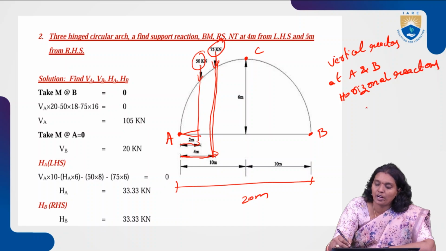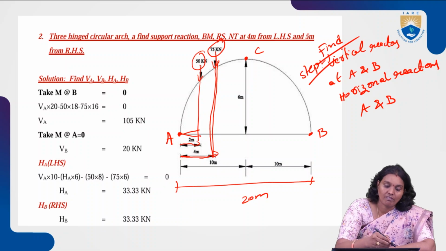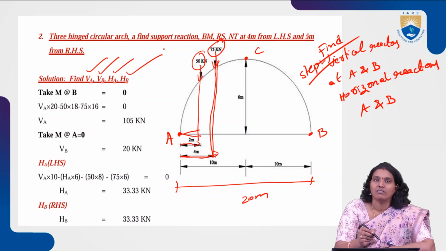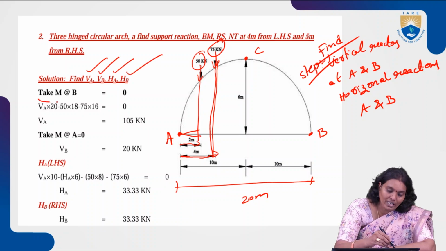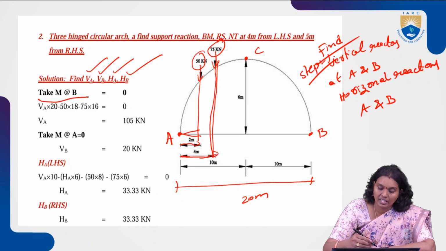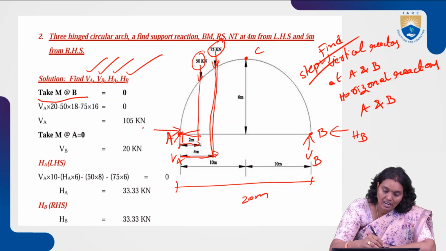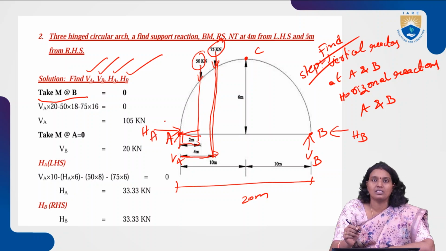Vertical reactions at A and B, horizontal reactions at A and B, find out these things first. So this is step 1, which is involved in this. Find out the vertical reaction at A, horizontal reaction at A, vertical reaction at B, horizontal reaction at B. For this, take the bending moments at B. So here VA is the vertical reaction at A, VB the vertical reaction at B, HB the horizontal reaction at B, and HA the horizontal reaction at A. These are the involved reactions.